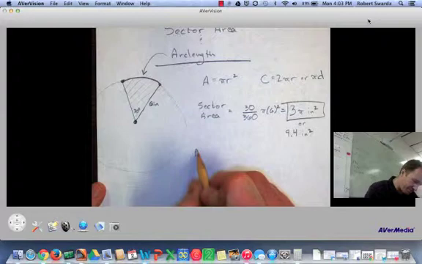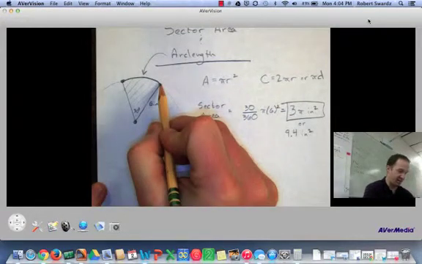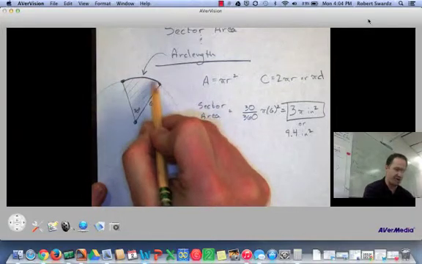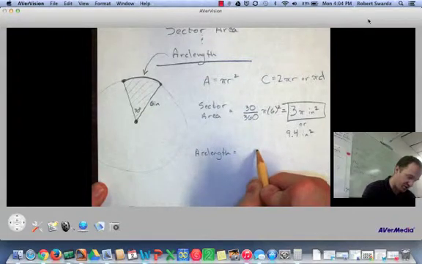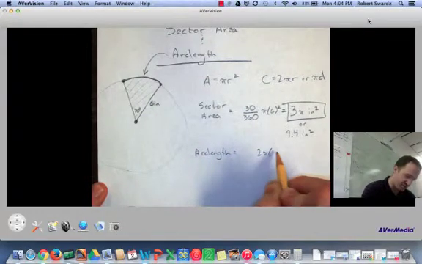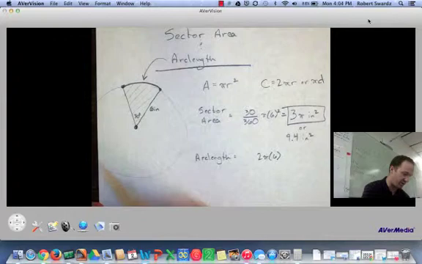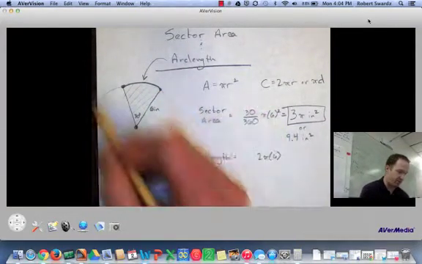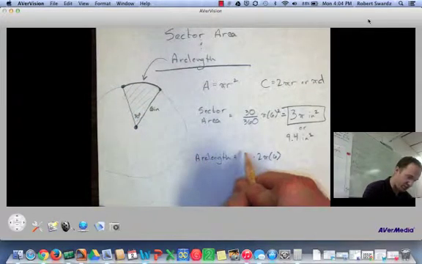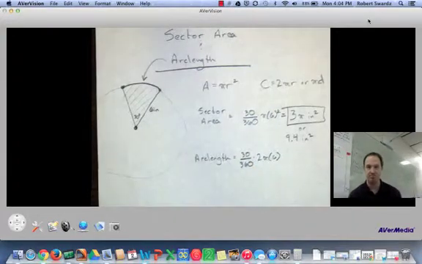Now, arc length, again, is the length of the crust that we have here. It's part of the circumference. So arc length is going to start with the circumference of the circle. The distance all the way around is 2 times pi times 6. But we don't want the distance all the way around. We only want this fraction of it. 360 degrees all the way around, we only want 30 of them. So again, you're going to multiply by this fraction.